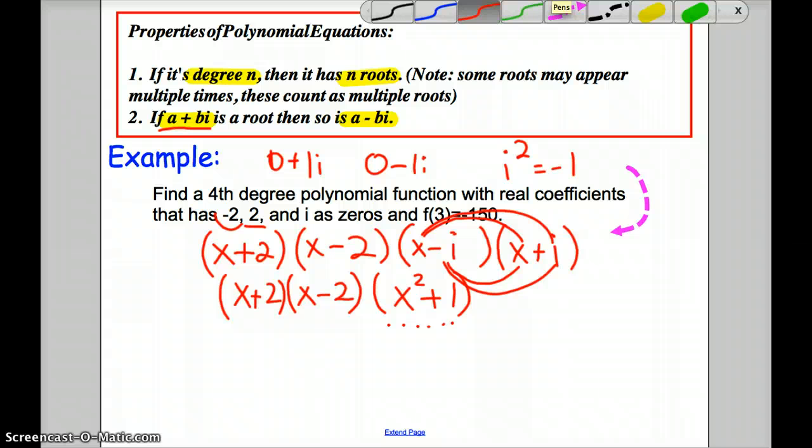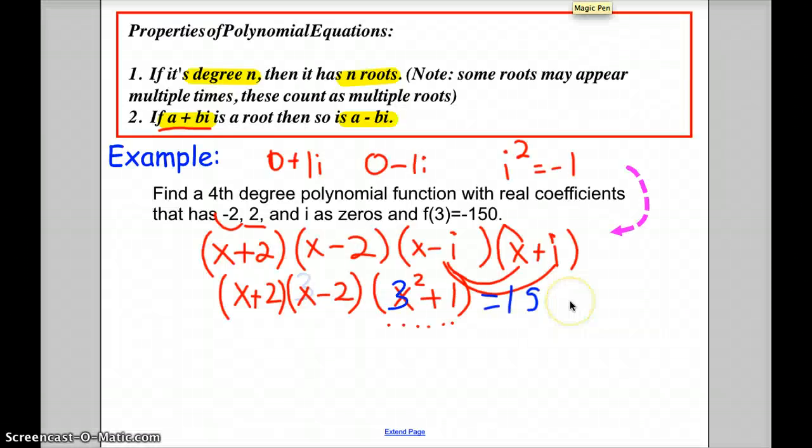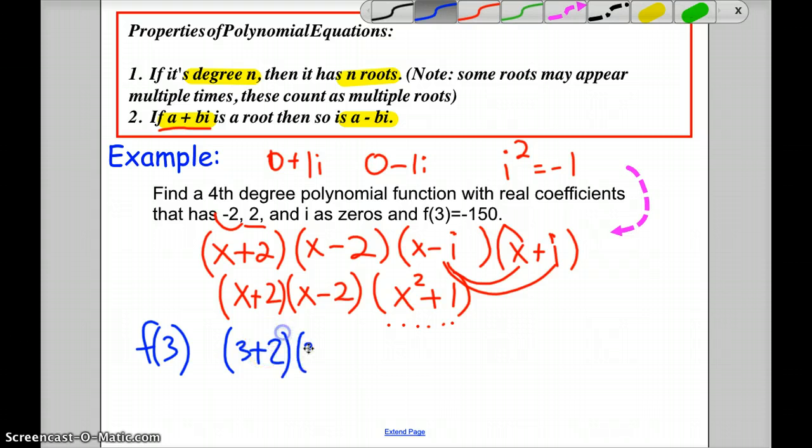However, we haven't incorporated the final fact here. So let's take a look at this last fact. f of 3 is 150. So if f of 3 is 150, that means when I plug 3 in, here, here, here, I should get an answer of 150. Think about what we're missing here. We're missing the fact that when we plug in 3, we should get 150. So f of 3, we should get 150. So I'm going to see what I get.